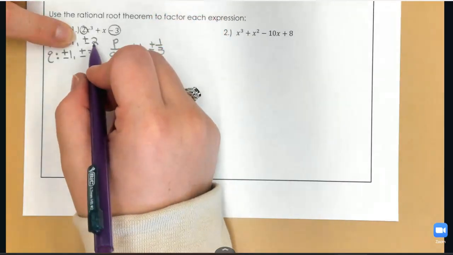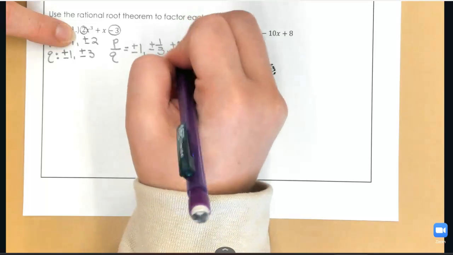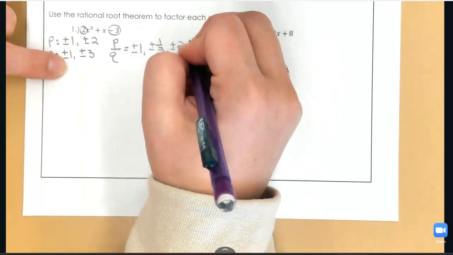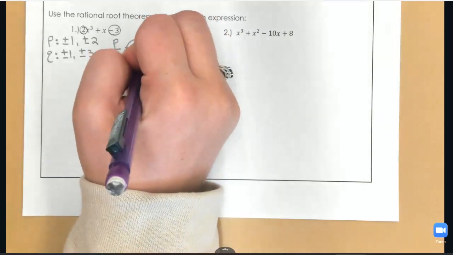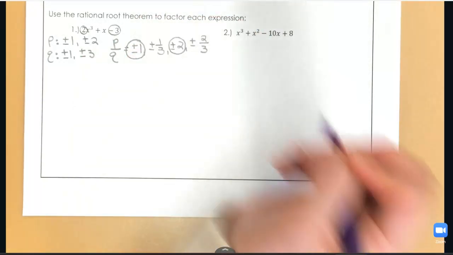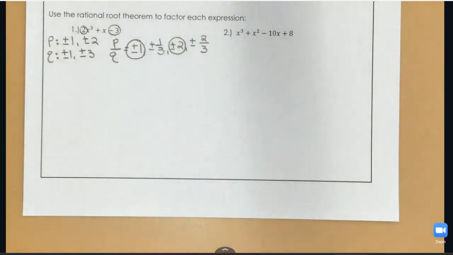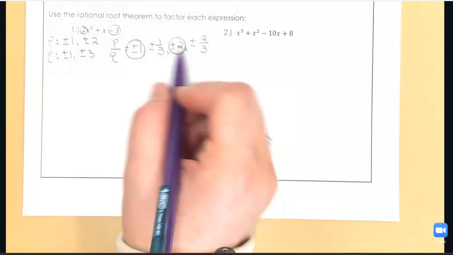Then if p is 2, I could have 2 over 1, which is 2, or I could have 2 over 3, which is 2/3. So those are all of my possible roots, but I'm just going to focus on the whole numbers. So I have plus or minus 1 or plus or minus 2. This is now where we will use synthetic division to test the factors. So let's start with just going in order, plus 1.